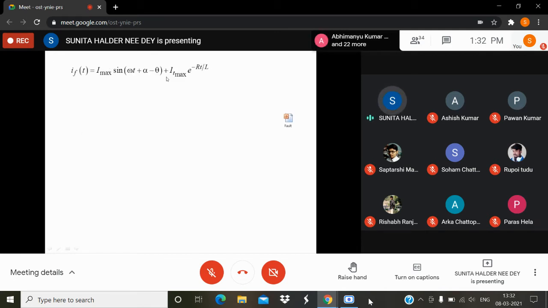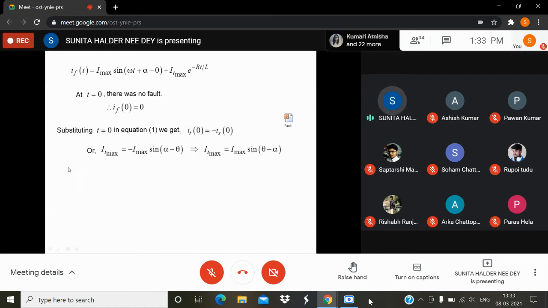Now, obviously, fault current I have rewritten here because of the slide change. Then let us find out what is the IT max. Why can we write that at t equal to 0, there was no fault, so no current was flowing through the circuit. So IF was obviously 0. Then we can put IF equal to 0 and t equal to 0 here, and we get the equation of IT max. You see IT max is not I max but I max sine theta minus alpha.